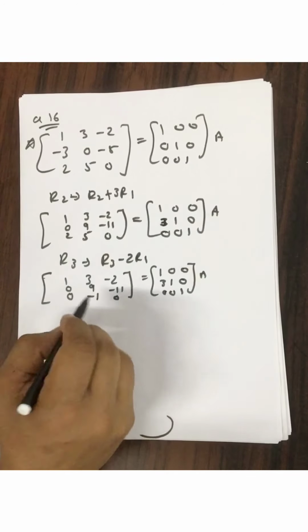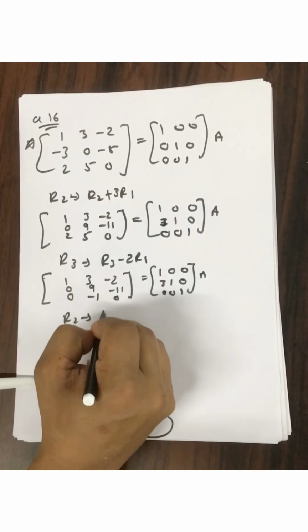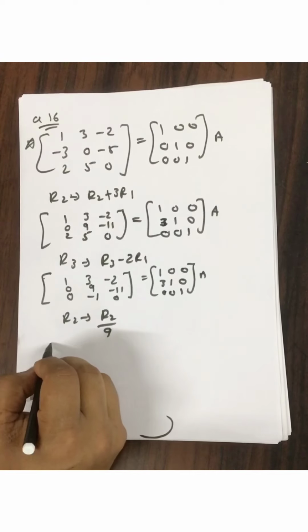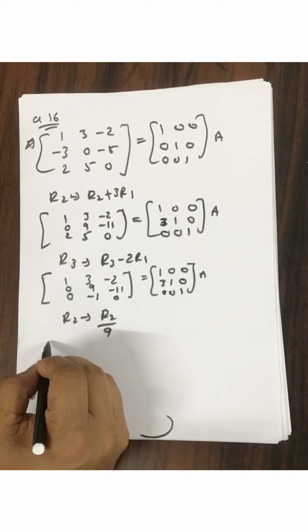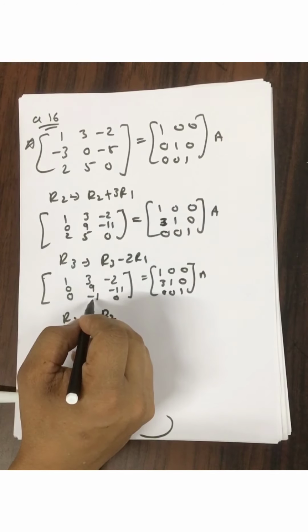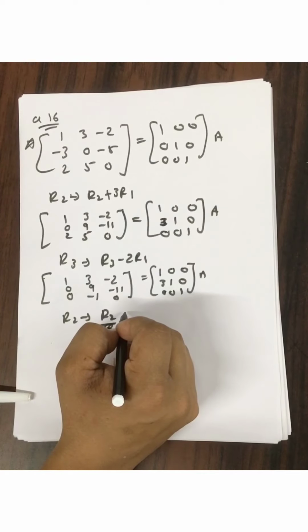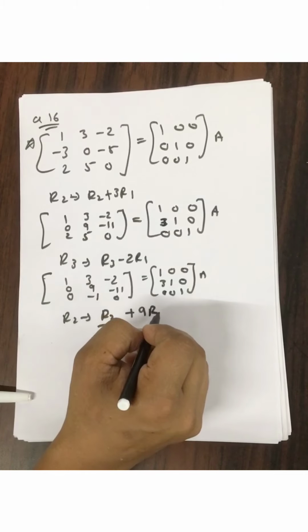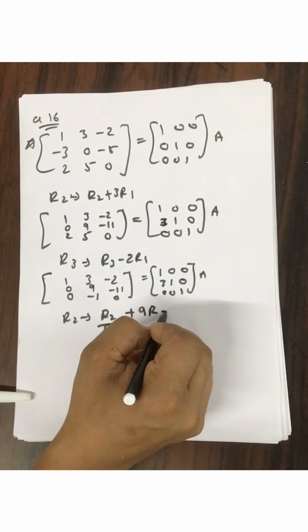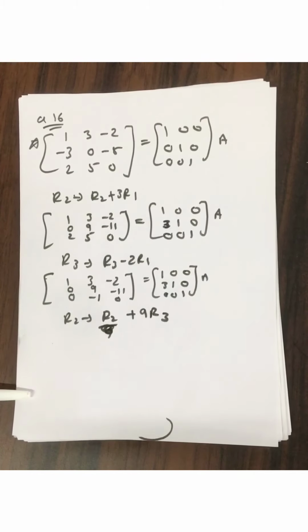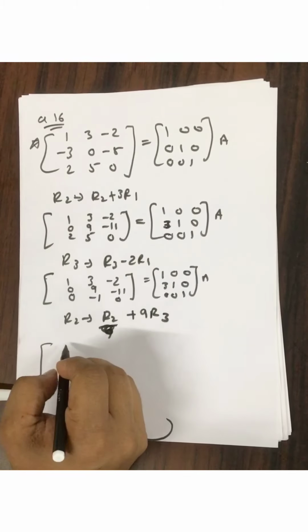Okay. Next step. This we have done. Now how to get rid of this 9? Divide by 9. R2 divided by 9. Divide by 9. So what happens? Or you can do also one thing to get this 0 over here. R2 plus 9 R3. Yes, this can be also done. R2 plus 9 R3. Yes, that's correct.